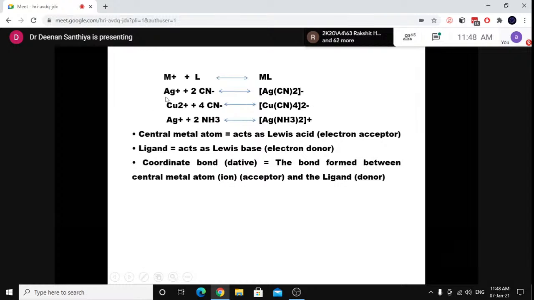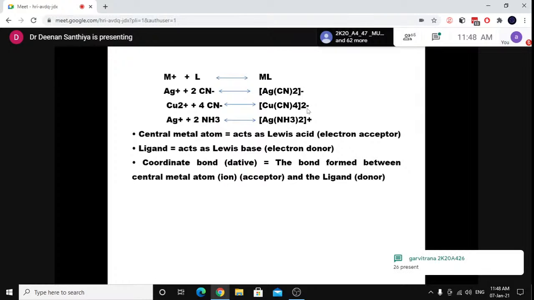This will have one color and this will have another color. In the same way, copper 2 plus has coordination number 4, that's why Cu(CN)4, and the charge of this entire complex is 2 minus. We are not going into all the details about it. Our aim is to understand the titration. Okay, fine.